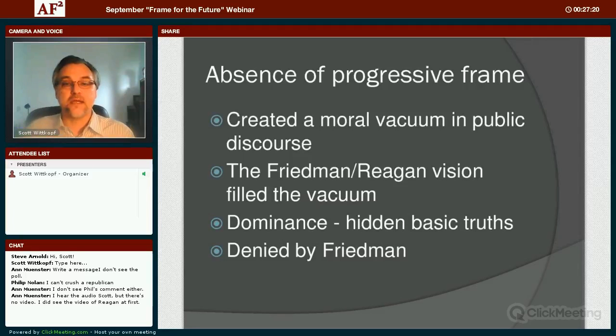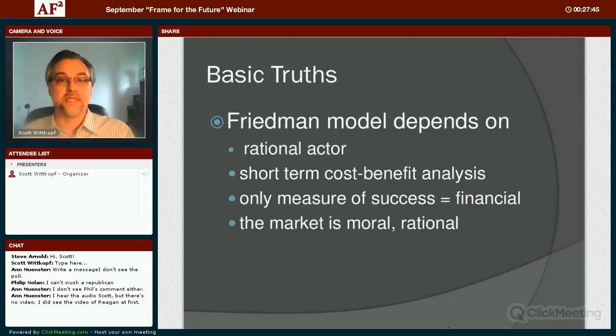And one of the things that this dominance has led to, which is what we want to look at next, is that it's hidden some basic truths. So the whole idea that if you tell a lie often enough and consistently enough, people will believe it. In this case, the dominance of the conservative frame has hidden some basic truths that Friedman actually denies.